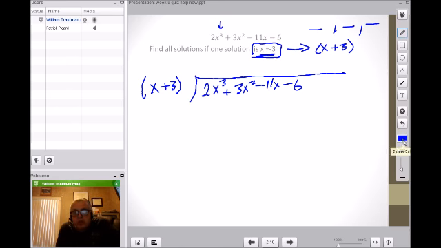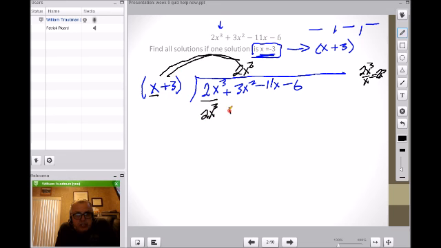So if you remember long division steps, how many times does x go into 2x to the third? One of the x's cancel, and we're left with 2x squared. So 2x squared times x is 2x cubed. 2x squared times 3 is 6x squared.